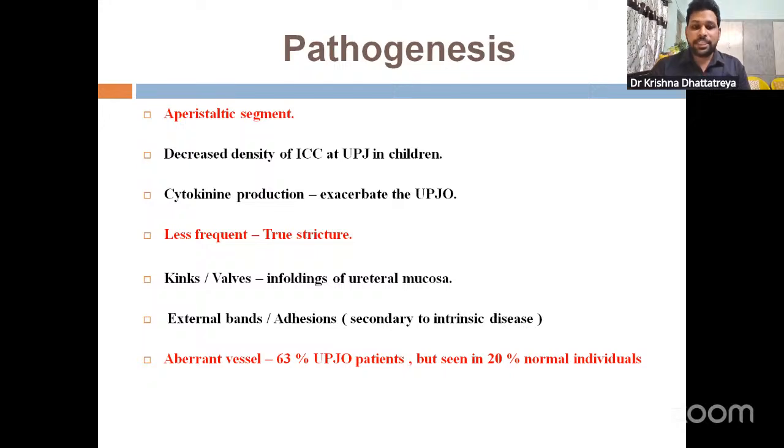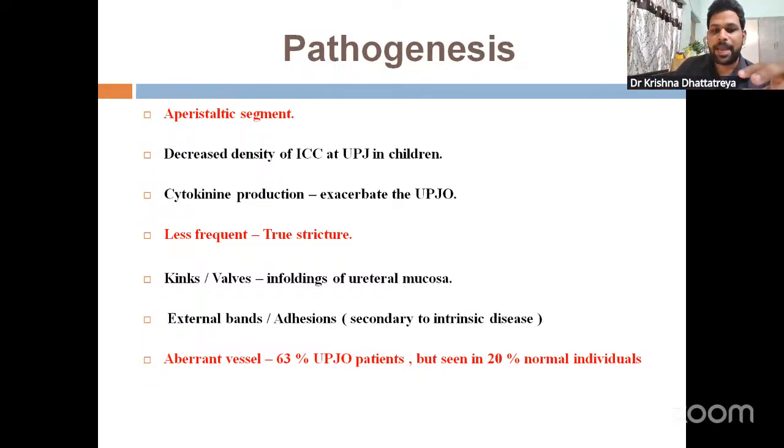But in around 63% of the cases, there is an aberrant lower pole vessel which is compressing the ureter, because of which there is a congenital pelvic junction obstruction. But these lower pole vessels will be seen in 20% of normal individuals also, but there won't be any obstruction in those patients. The other rare conditions are external bands, kinks and valves, which can also be formed.